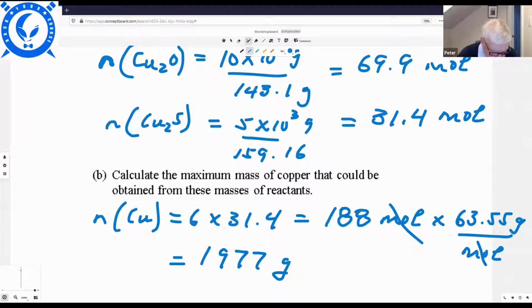Did I get that right? That can't be right. Sorry, it's 11,977. That's my sloppy handwriting. Okay, so that's the way you do it. You do the calculation in moles, and then you convert the final molar answer into whatever quantity is asked for.